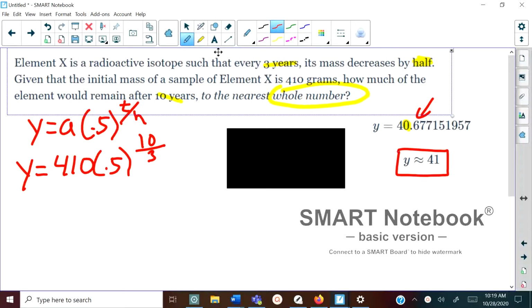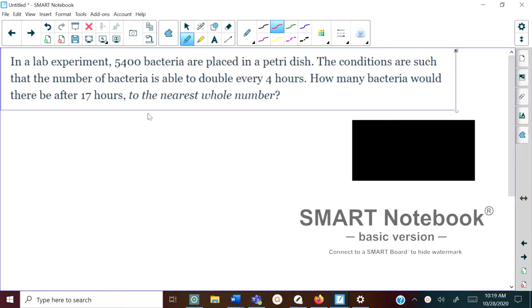Alright, let's take a look at another example. Okay, so in a lab experiment, 5,400 bacteria are placed in a petri dish. The conditions are such that the number of bacteria is able to double every 4 hours. How many bacteria would there be after 17 hours to the nearest whole number?